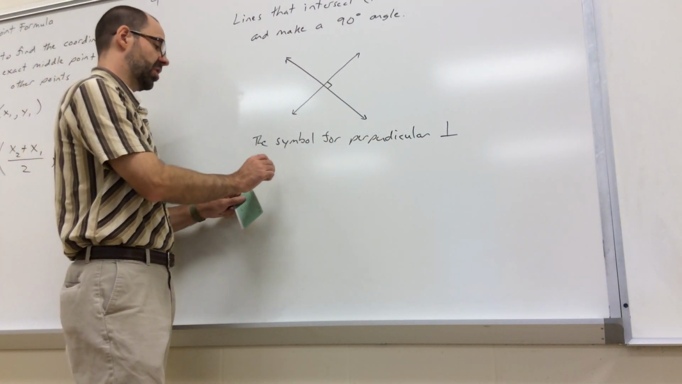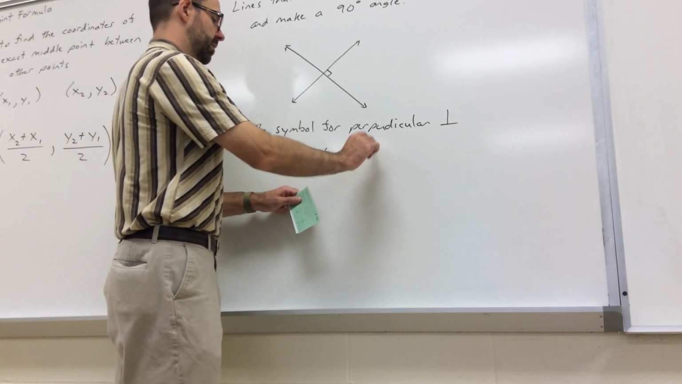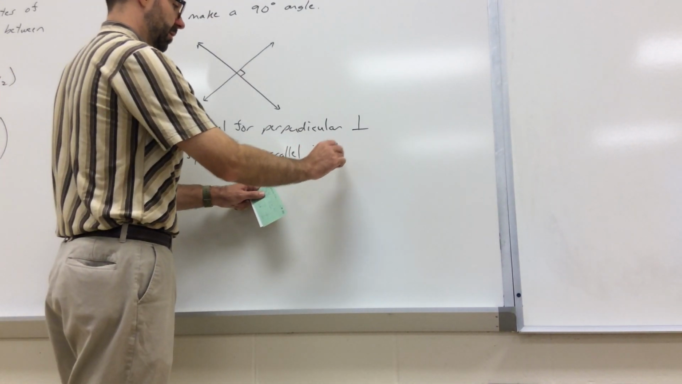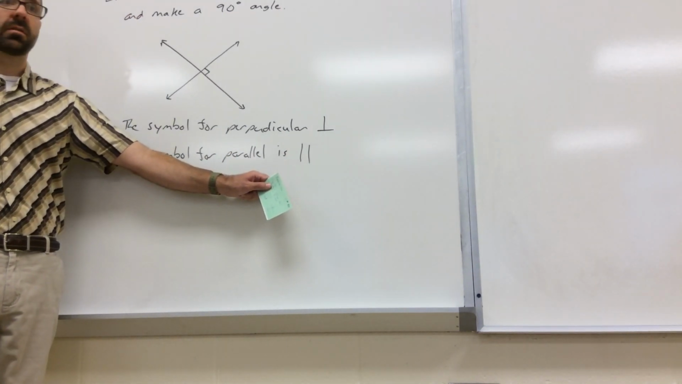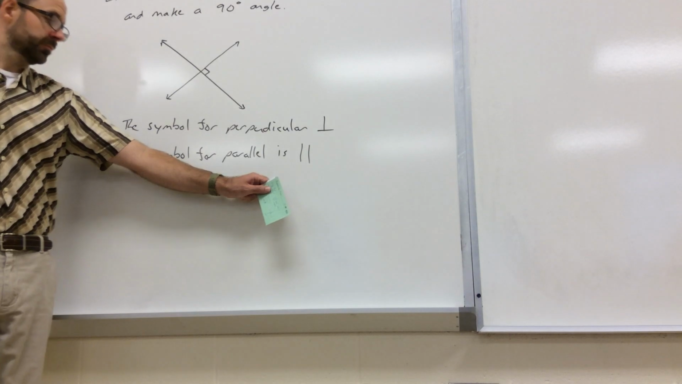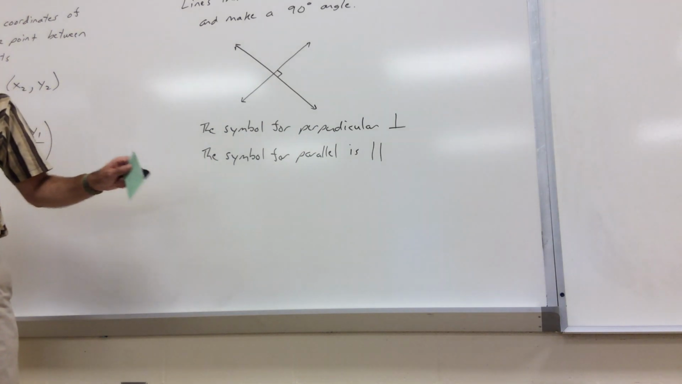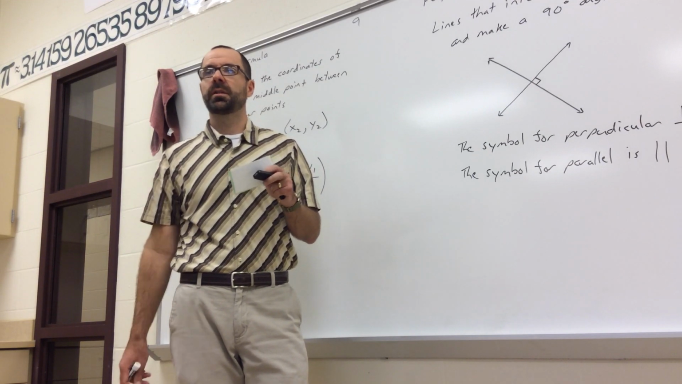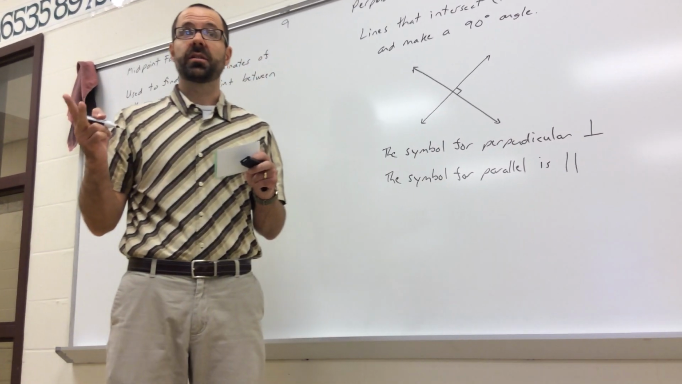We had another concept called parallel. The symbol for parallel is, it's kind of like an equal sign, except it's sideways. So the symbol for parallel is just two lines going up and down like that. What are parallel lines again? They go on forever. They never intersect.